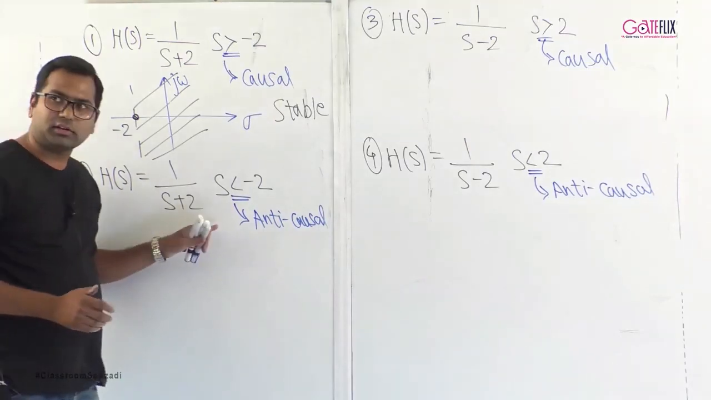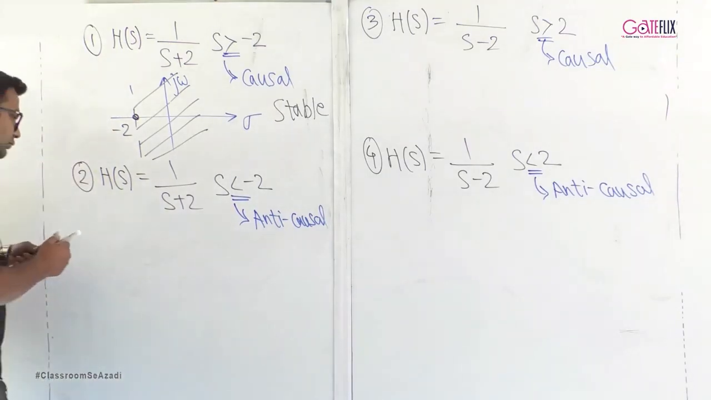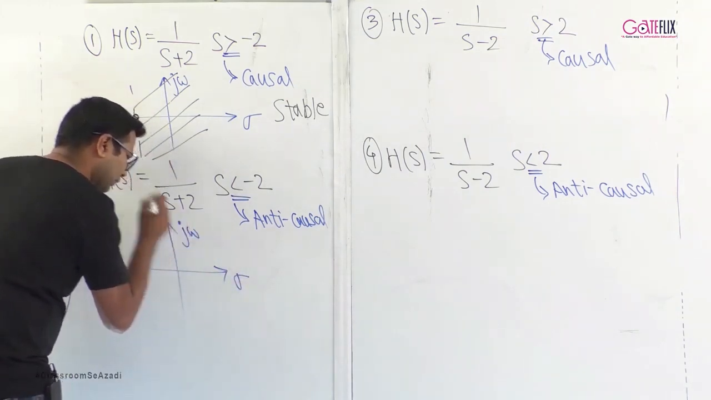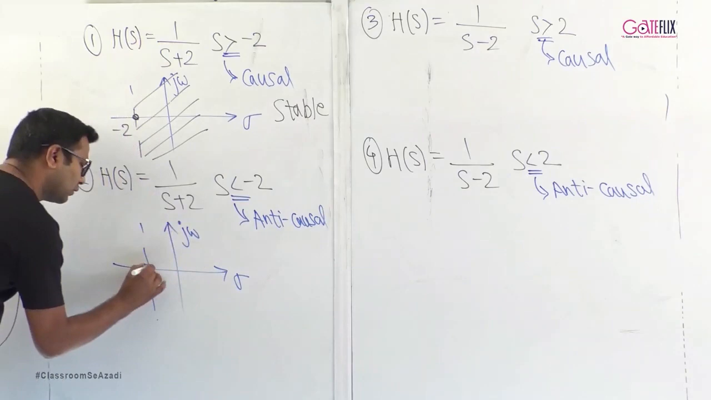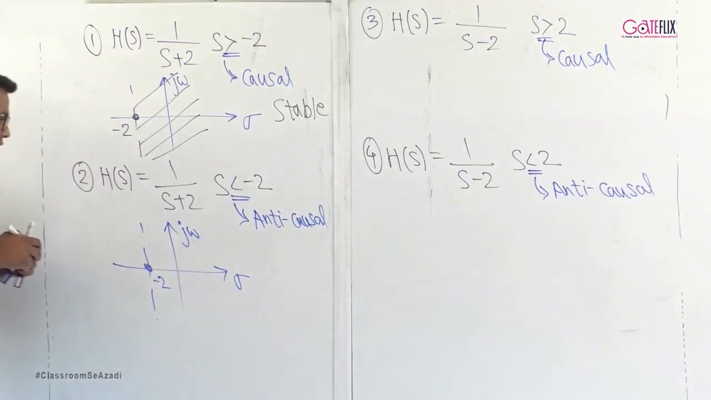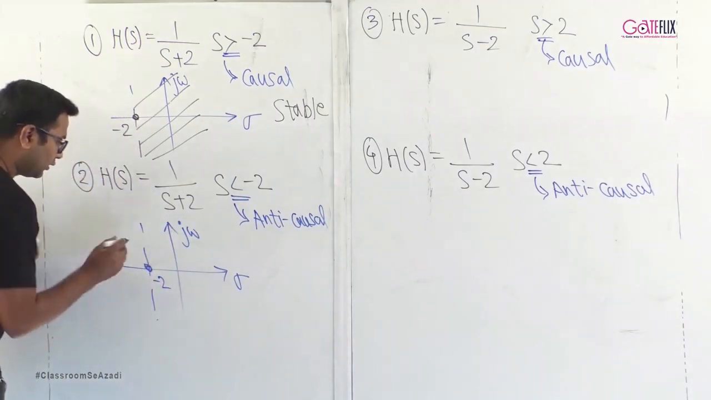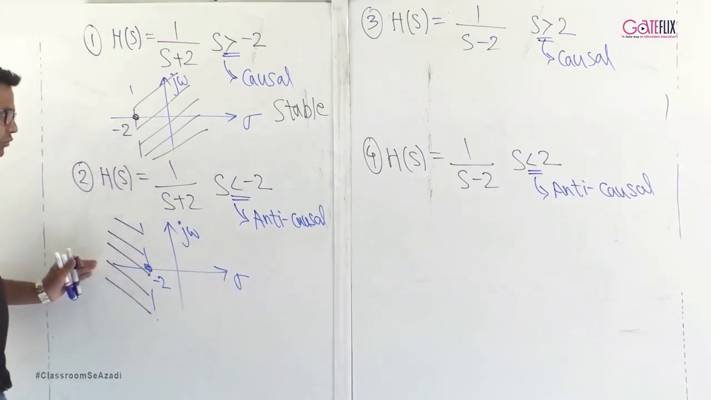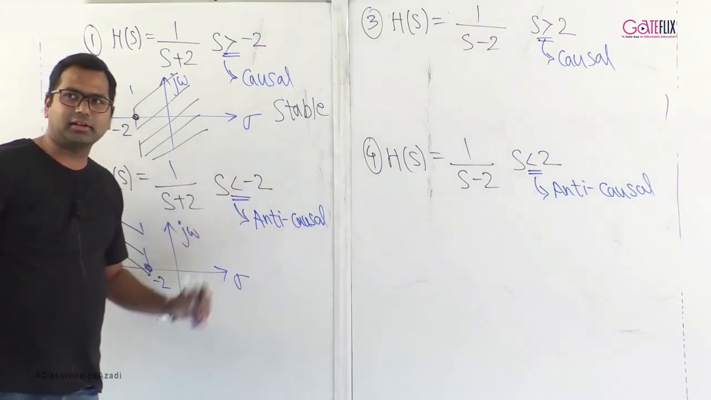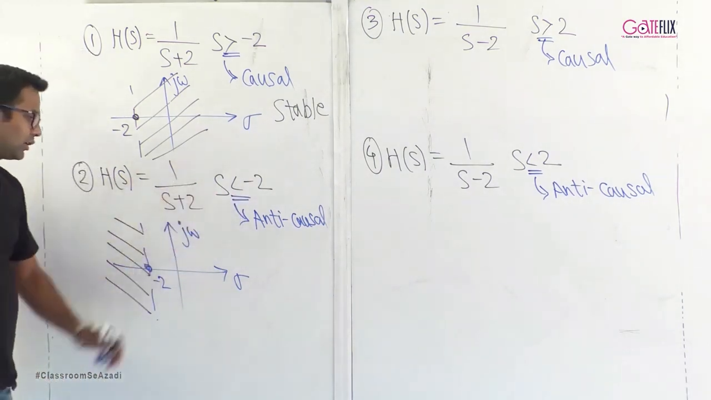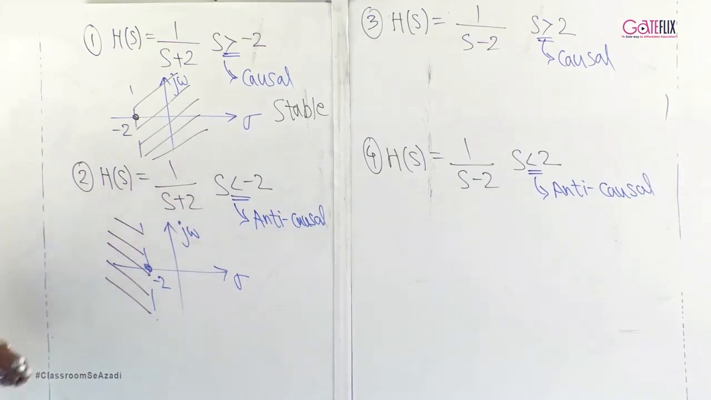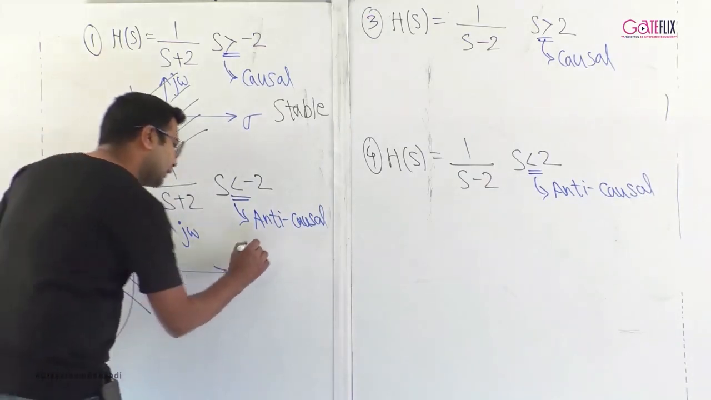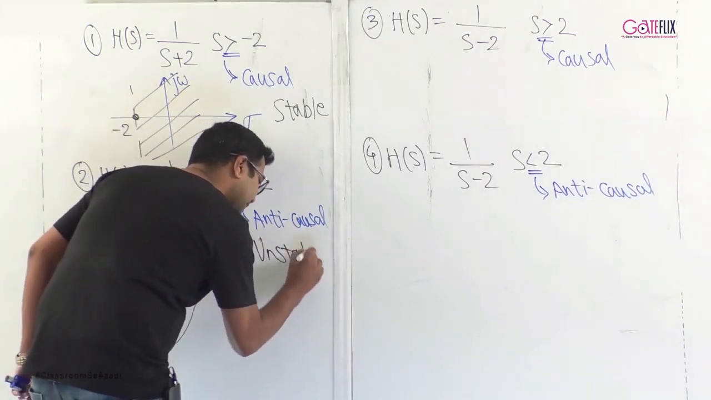Let us also plot the ROC of the second question. For the second question, the ROC is to the left hand side of minus 2. Why is the ROC to the left hand side of minus 2? Because the ROC is s less than minus 2. Since the ROC is s less than minus 2, the region is to the left hand side of minus 2. Since ROC does not include j omega axis, the system is unstable.